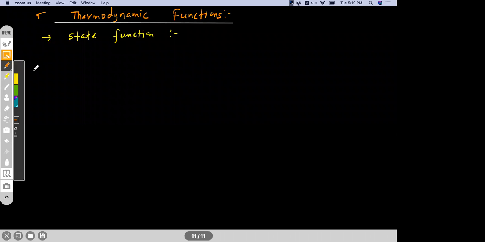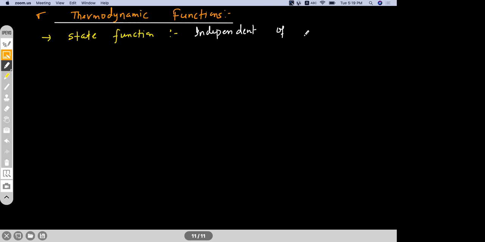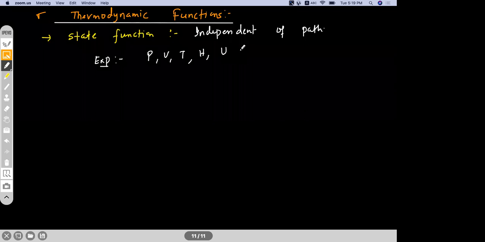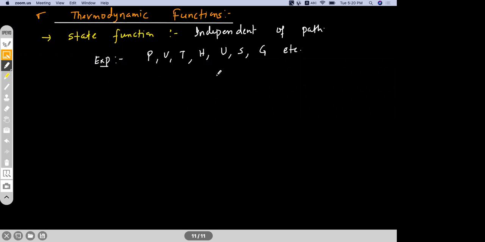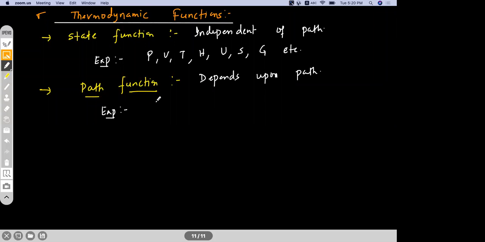State function is the one which is independent of path. For example, we have pressure, volume, temperature, enthalpy, internal energy, entropy, Gibbs free energy, etc. Path function depends upon the path. For example, we have heat and work.